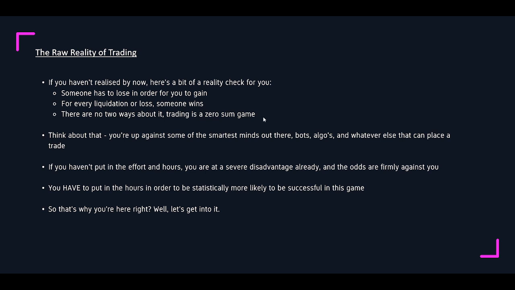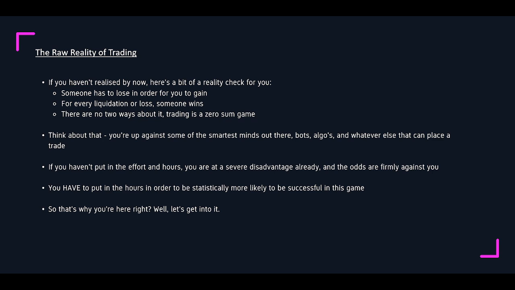The raw reality of trading: someone has got to lose in order for you to gain. For every liquidation or loss, someone else wins. There are no two ways about it, trading is a zero-sum game. When you enter your trade on your side of the screen, someone is selling to you on another side of a screen, whether it's a bot, algo, whatever.